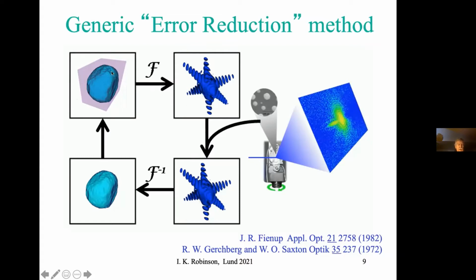So the language that's often used, I'm going to actually spell this out, is that we have a real space constraint, which is the support in this case, and a reciprocal space constraint or a modulus constraint, which is the measured amplitude of the diffraction pattern. And you force these against each other in an algorithm, and that's called an iterative algorithm to solve the phase problem. And this is what most of us have been using up until now.